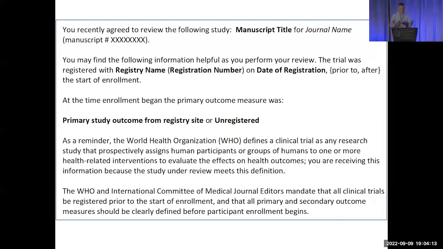For each of the manuscripts that went on to be accepted, we then assessed our own primary outcome, which was whether the trial was prospectively registered with a clearly defined primary outcome that matched the primary outcome or outcomes that were presented in the published version of the manuscript.